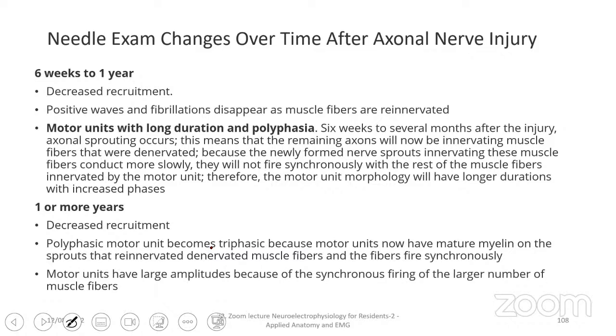And up to 1 or more years, decreased recruitment, polyphasic motor units become triphasic, because motor units now have mature myelin on the sprouts that innervate the denervated muscle fibers, and the fibers fire synchronously. Motor units have large amplitudes because of the synchronous firing of the larger number of muscle fibers.